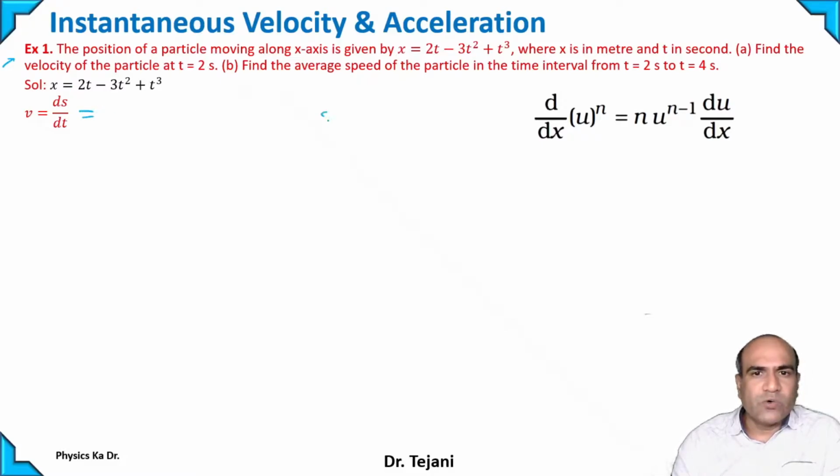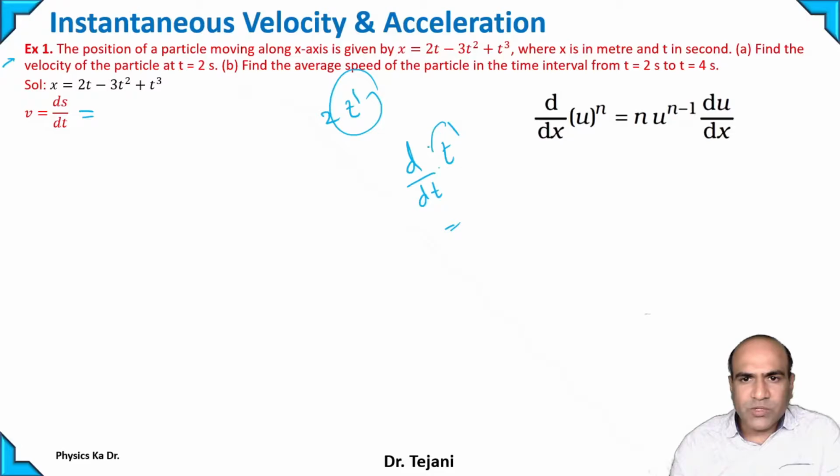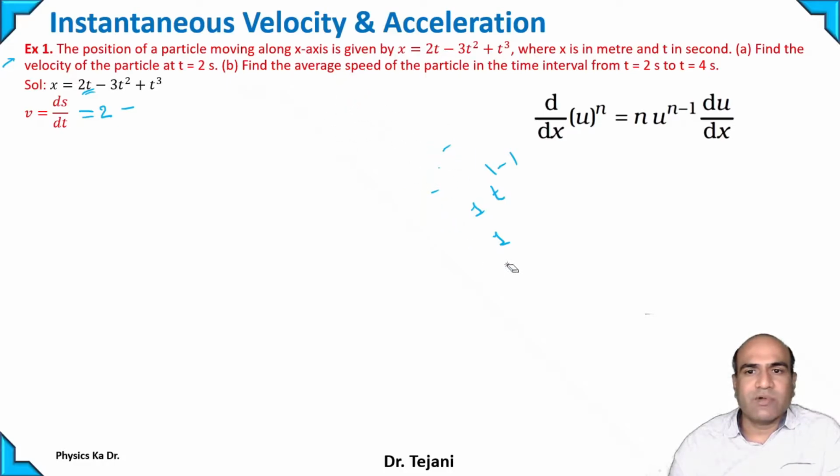So here 2 t power 1. What about t power 1? d by dt of t power 1: the power 1 should come forward, so 1 times t power 1 minus 1, which is t power 0, so it is just 1. So it is equal to 2 multiplied by 1. Minus the other component is given. Let's solve it.